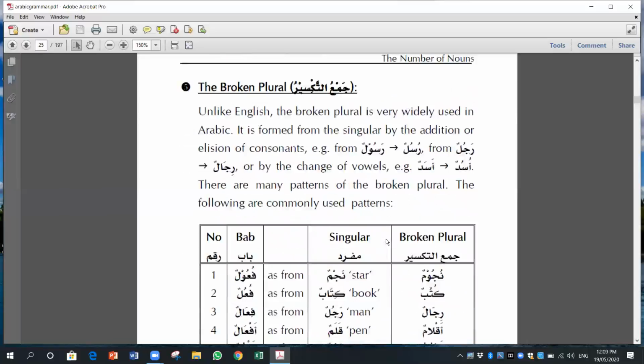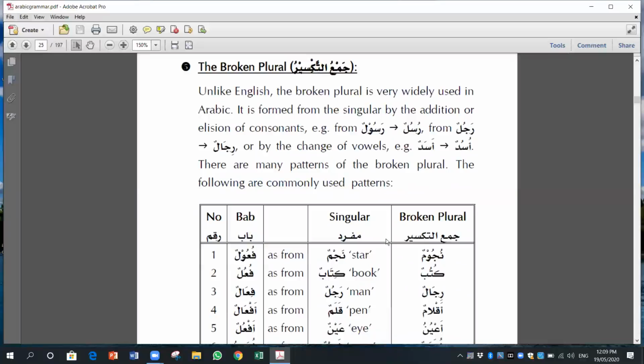The broken plural is where the original form changes, like man becomes men, woman becomes women, foot becomes feet, tooth becomes teeth, which changes its shape. It doesn't retain its original shape.